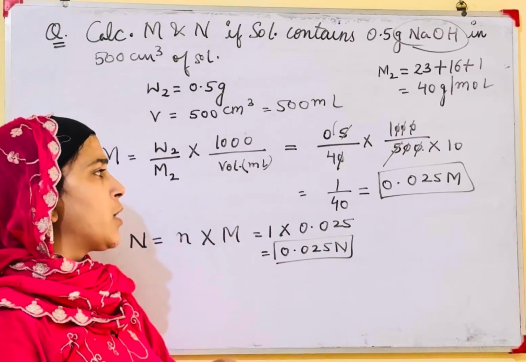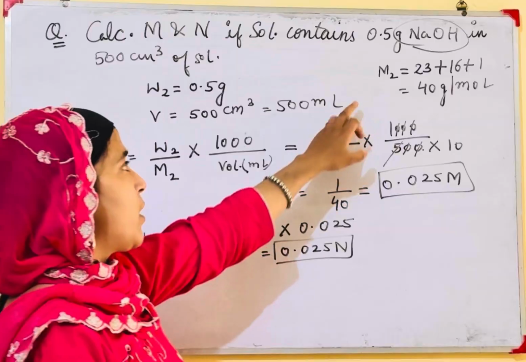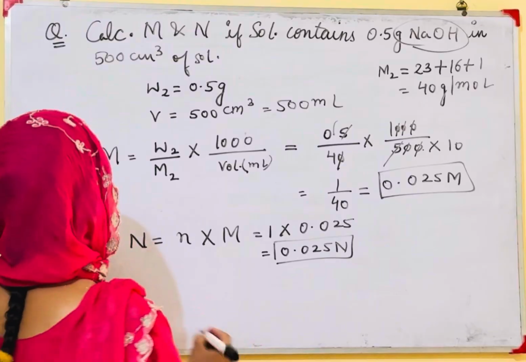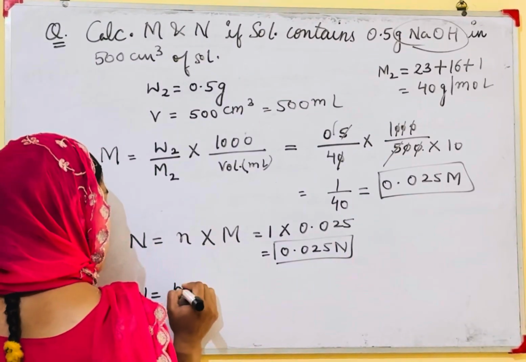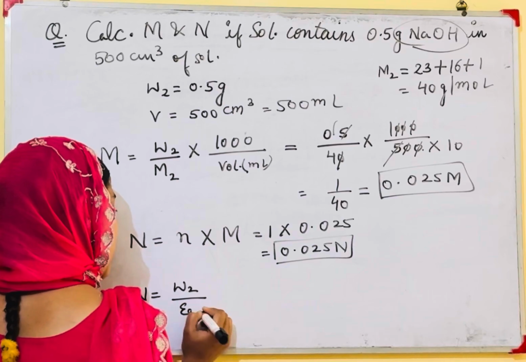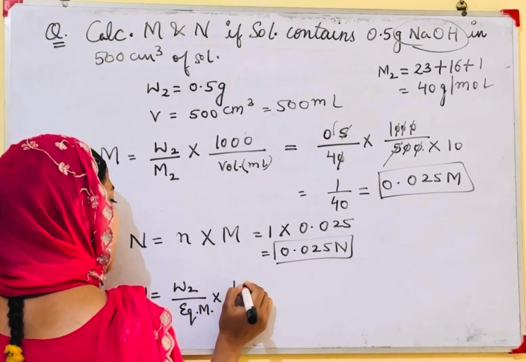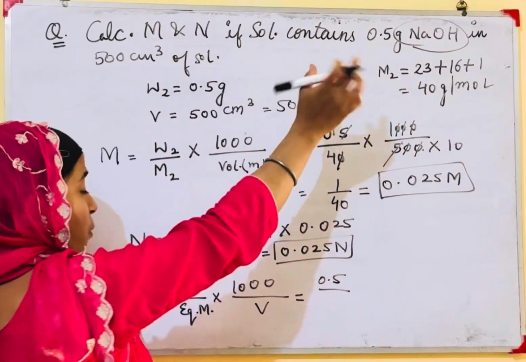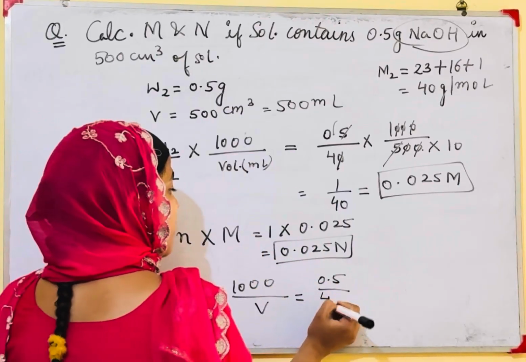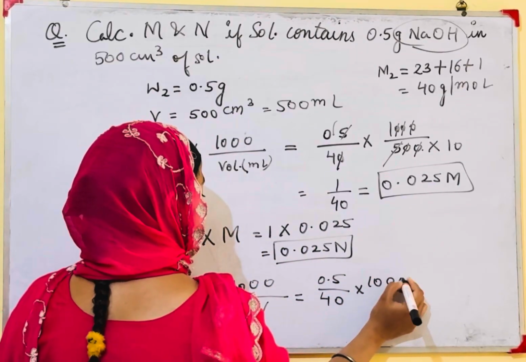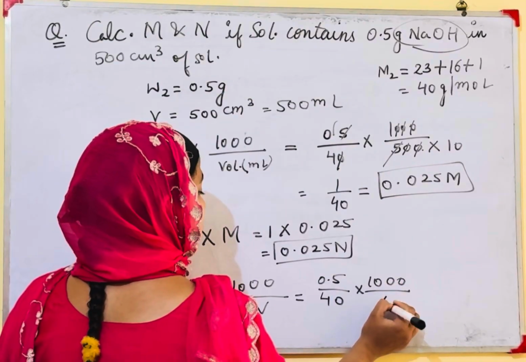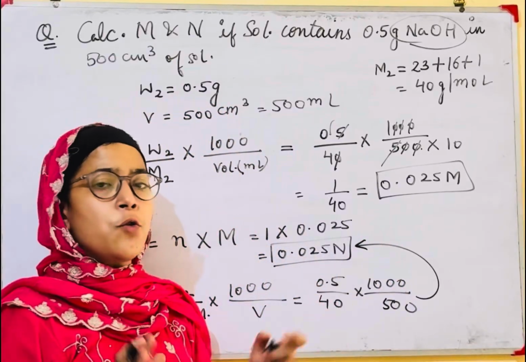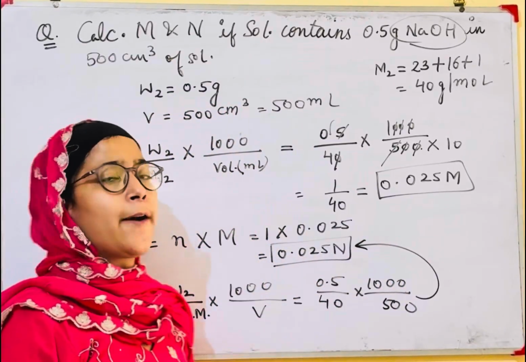Another way is you can calculate the equivalent weight. If we calculate the equivalent weight of this, it is again 40. By putting in the normality equation, which is given mass upon equivalent mass multiplied by 1000 divided by volume: 0.5, as this compound has the same equivalent mass and molar mass, so its value remains the same, 1000 divided by V, which is 500. So on solving this, it will become equal to this value. So in this way we can calculate the molarity and normality.